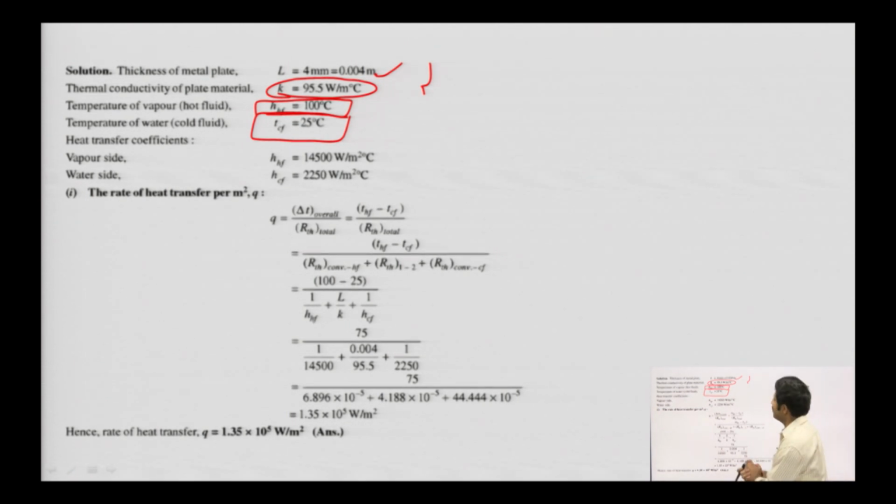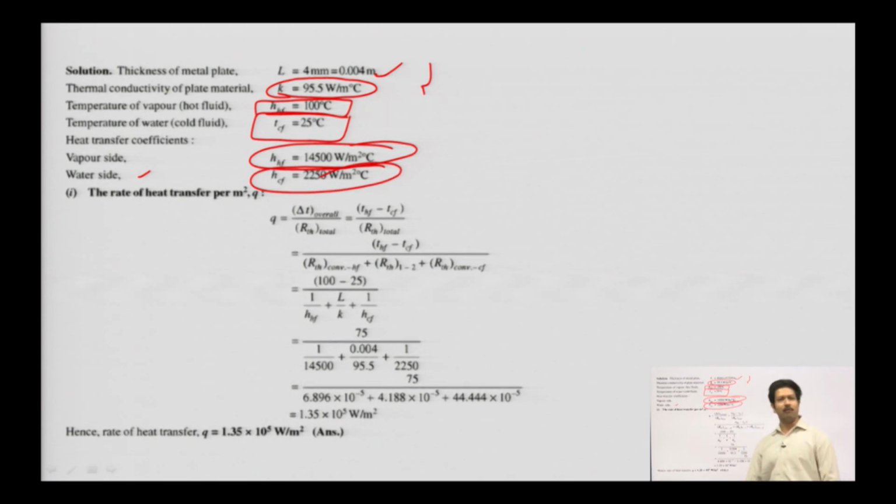The heat transfer coefficient of the vapor side: when the heat first encounters something, the first thing that comes in is the vapor side, and the vapor side has a heat transfer coefficient of this value. It's a good value because it's hot. And on the water side, when the heat comes out of the metallic body, it encounters the convective resistance of the water, and the heat transfer coefficient of the water is 2250 watts per meter square degree Celsius.